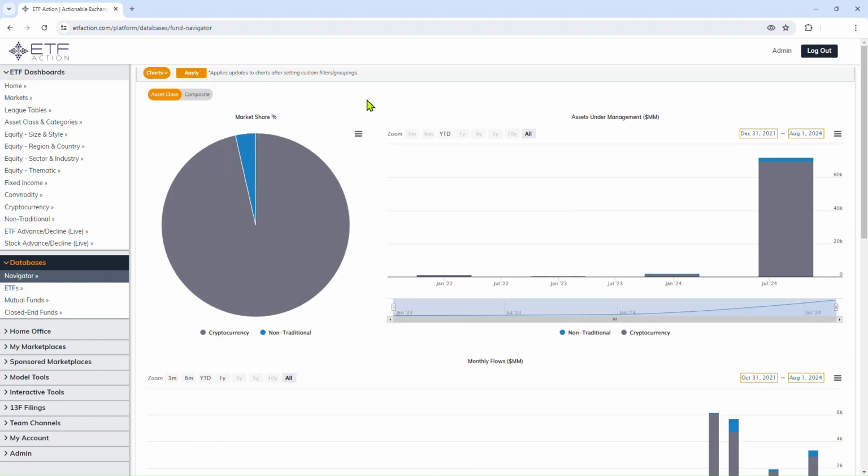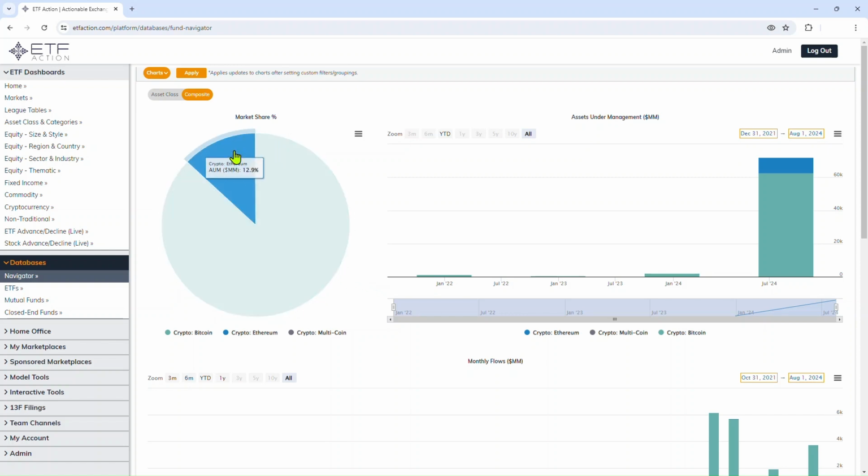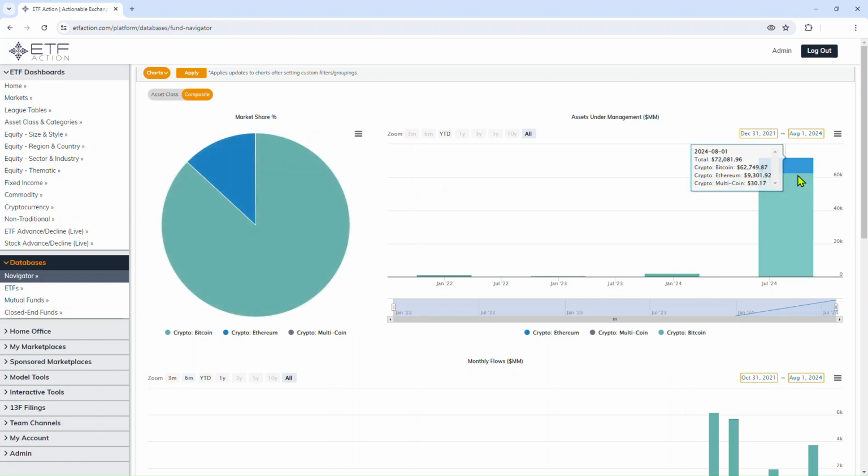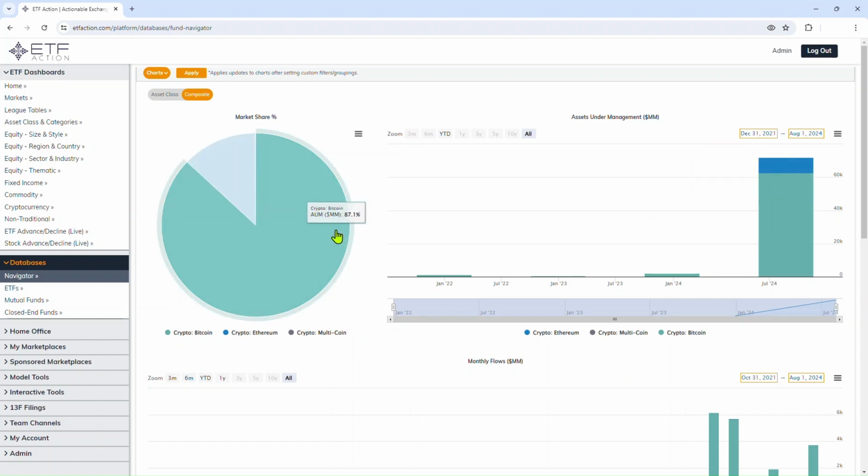So I can open up my chart settings, and what I want to do is look at my composite breakdown. This is including all crypto ETFs, not just long only, but leverage inverse as well. And what we can see is with the conversion last week of the Grayscale product on the Ethereum side, ETHE, Ethereum does now show up as a 12.9% allocation of the overall $72 billion crypto space. We can see obviously Bitcoin is still dominating that with 87%.